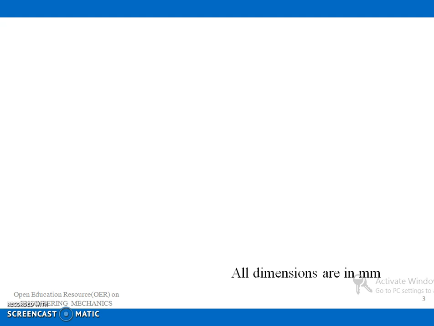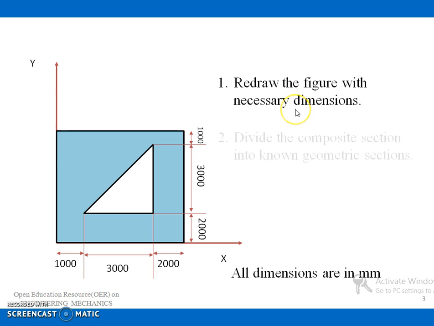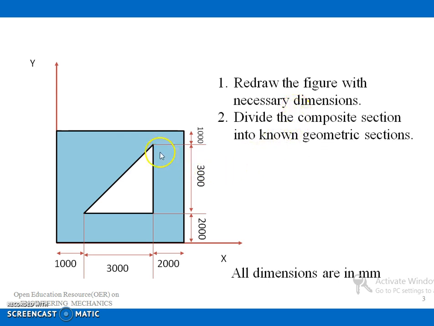Now what is the procedure to find the moment of inertia? First, I have to redraw this figure with necessary dimensions. And then I can divide the section into different individual geometric sections. Like I have divided this into section 1, meaning a square section without any triangular hole, and section 2, a triangle, and that is a cutout portion.